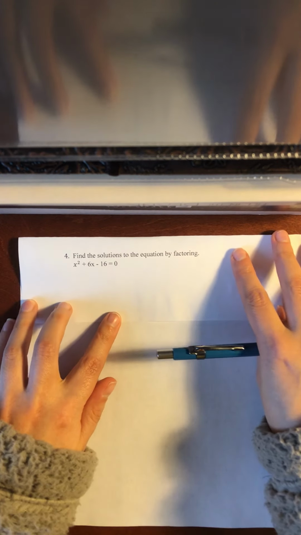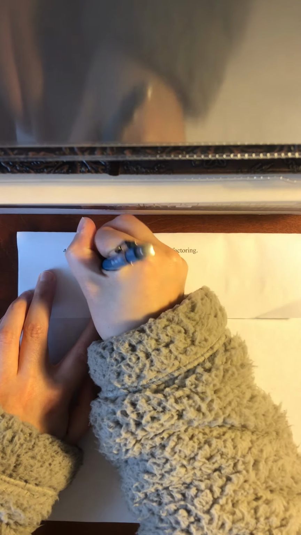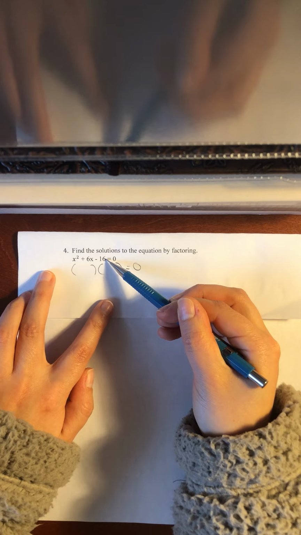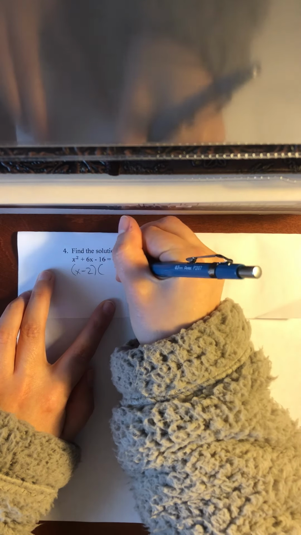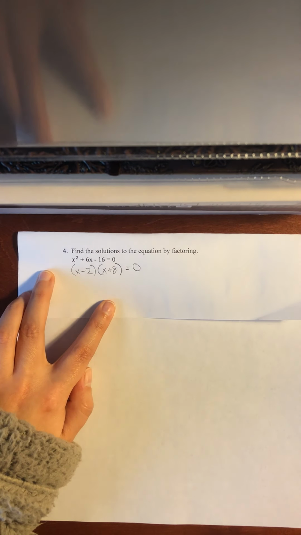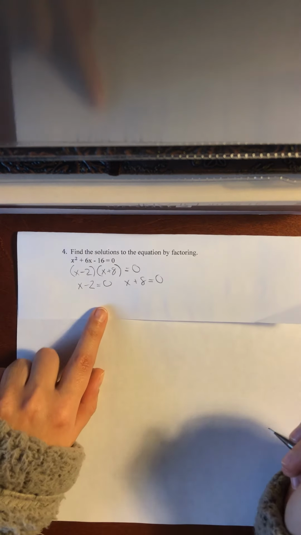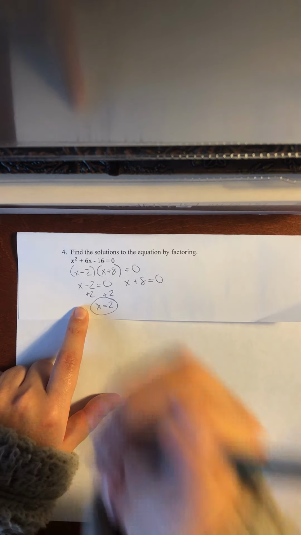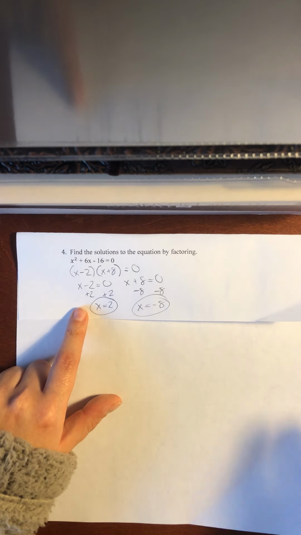Okay, next, find the solutions to the equation by factoring. Okay, so we're going to factor this. What two numbers multiply to negative 16 and add to 6? That would be negative 2 and positive 8. Set both factors equal to 0. Add 2, x equals 2. Subtract 8, x equals negative 8. Okay, moving on.